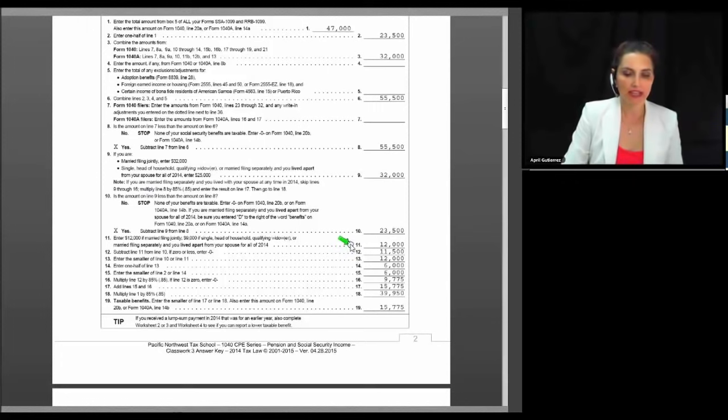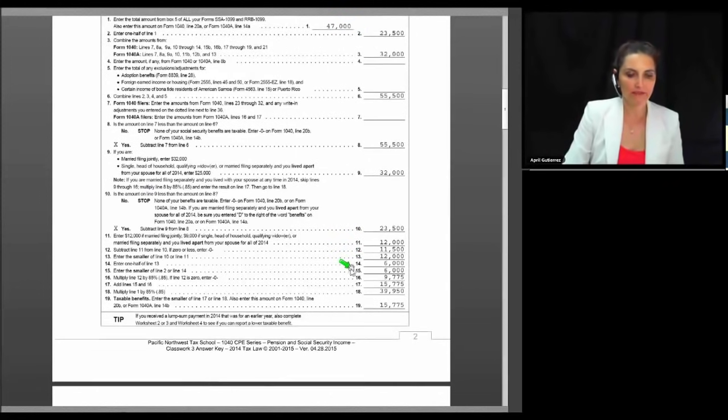The next step is to enter the amount on line 11 onto line 13. That's $12,000, and we're going to divide line 13 by 2. We get $6,000. We're then going to enter the smaller of line 2 or line 14. This is line 2 up here. Line 14 is a smaller number, and we enter $6,000. Next, we take line 12 and multiply that by 85%. So that's $11,500 multiplied by 85%. We get $9,775. Then we're going to add line 15 right here and line 16 here. When we do that, we get $15,775.